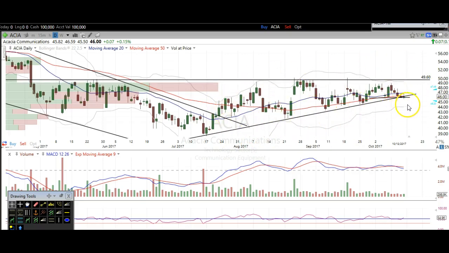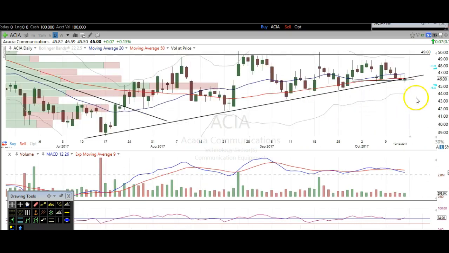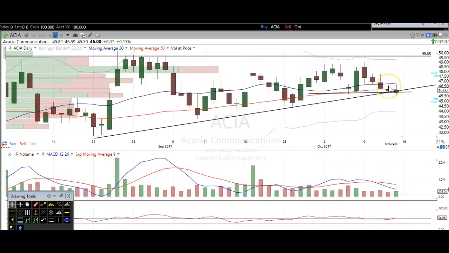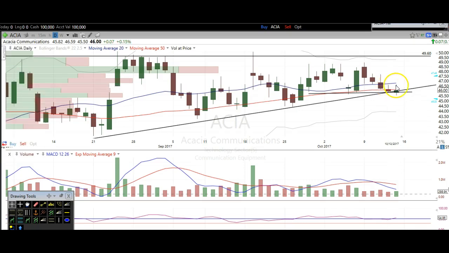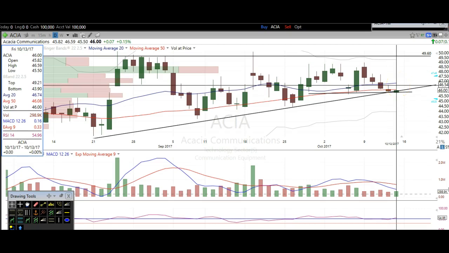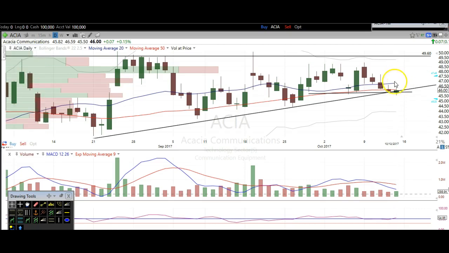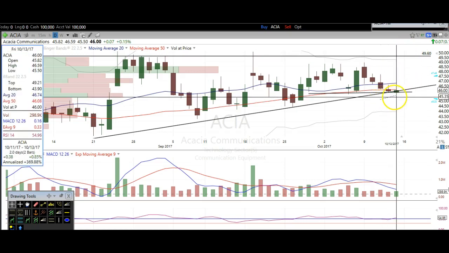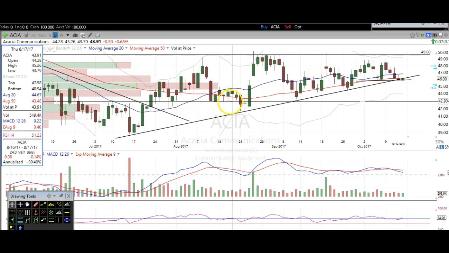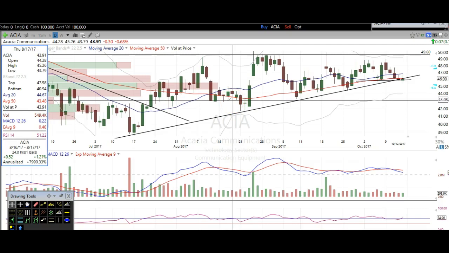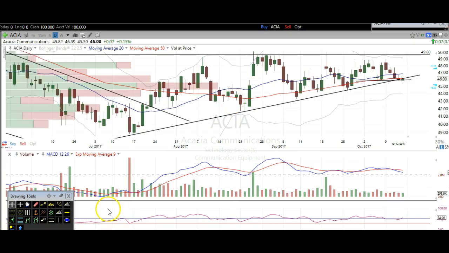Depending on if it bounces here, I want to see a bounce over the highs of Thursday and Friday. So if we get a bounce over Thursday and Friday's high, so that's Thursday high 46.57, Friday's high 46.59, so about 46.60, to me it's a good long up to about $50. But if we break the lows of last week, to me that's a good short, and I think we'd come down to maybe about this level down here at about $43. So $43 would be that target.